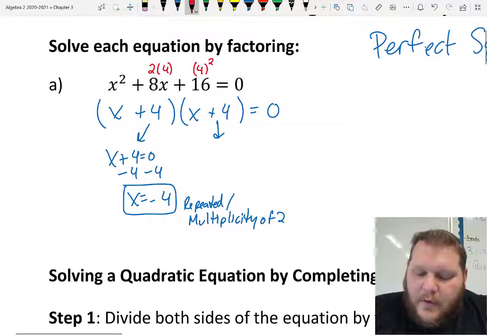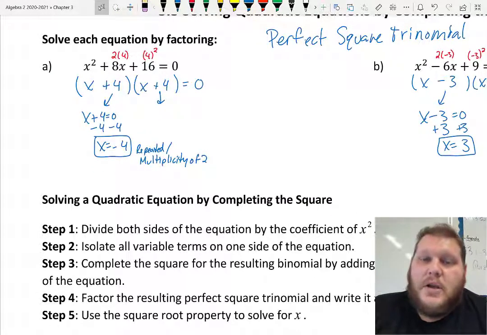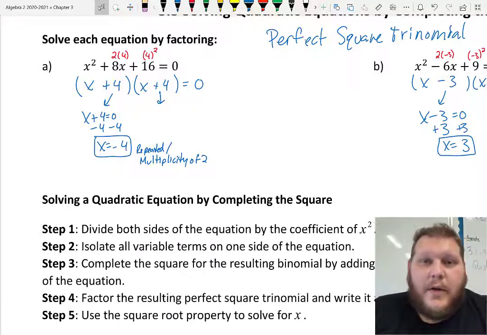What we're doing for this process that we call completing the square is utilizing this pattern to my advantage. So I'm going to be taking things that are not perfect square trinomials and kind of forcing them into that pattern, where my b value is 2 times whatever it factors out into, and then that third term, my c value, my constant, is going to be whatever that number is squared.